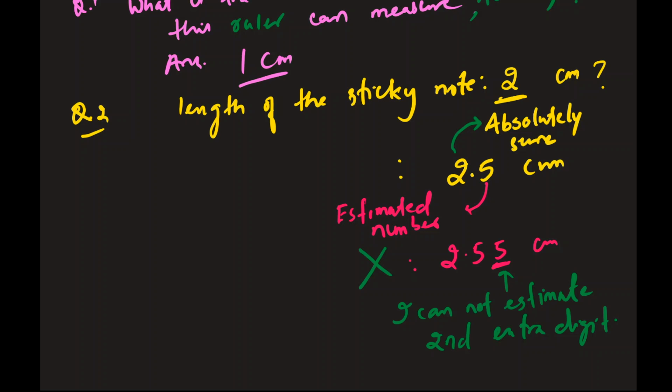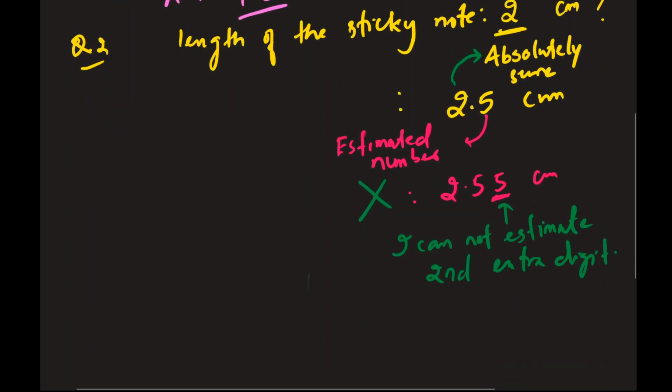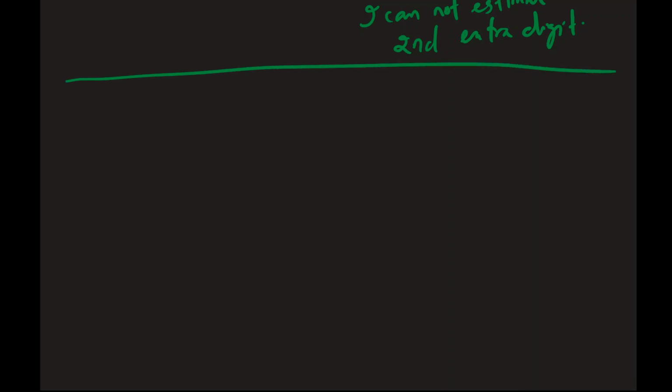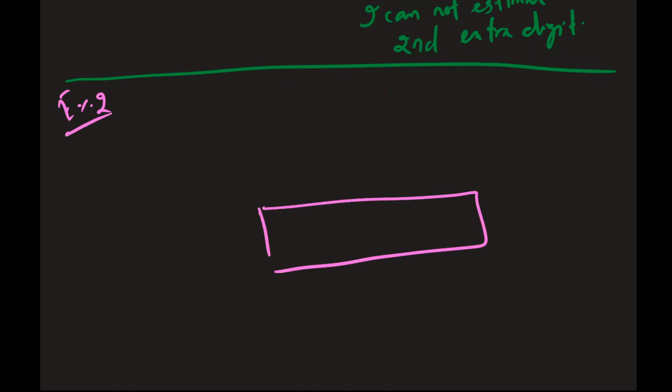So let's do another example. Example 2. I'm going to have a second ruler. I'm going to put this in centimeters. I'm just going to enlarge the ruler so that I can make this a bit nicer.